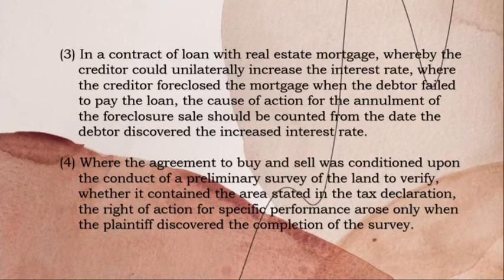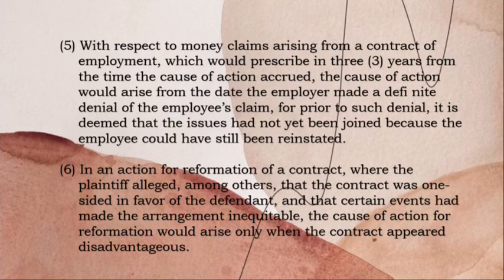Where the agreement to buy and sell was contingent on a preliminary survey of the land to see if it comprised the area stated in the tax declaration, the right to specific performance emerged only after the plaintiff discovered the completion of the survey. Regarding money claims arising from an employment contract, which should prescribe in 3 years from the time the cause of action accrued, the cause of action would arise from the date the employer made a definite denial of the employee's claim, because prior to such denial, it is deemed that the issues had not yet been joined because the employee could still have been reinstated.